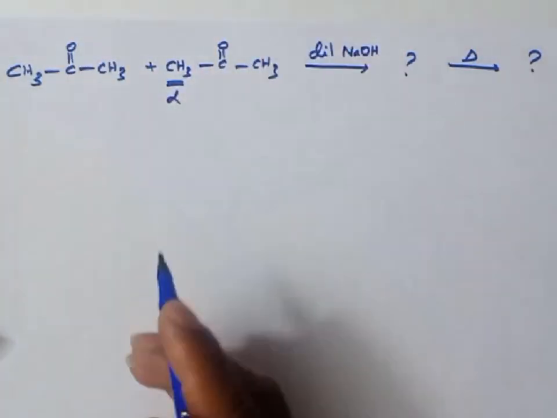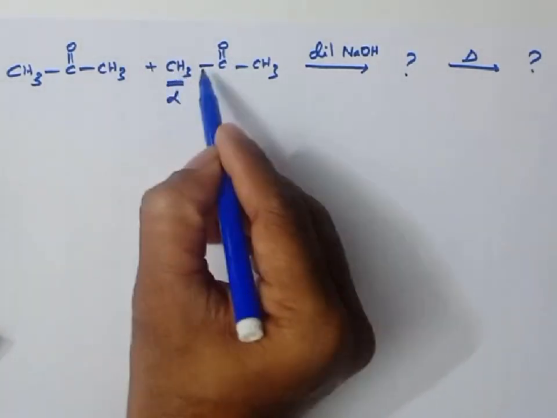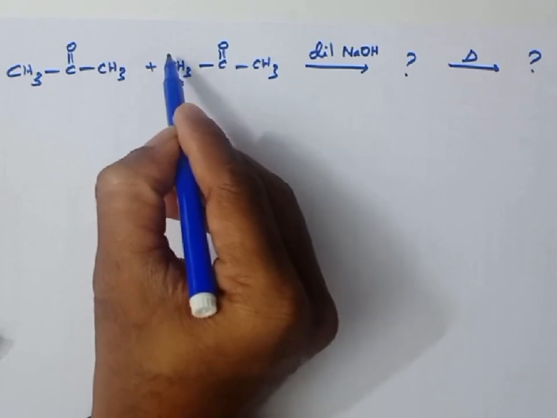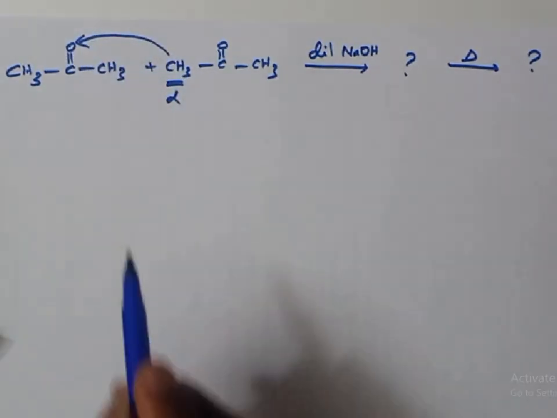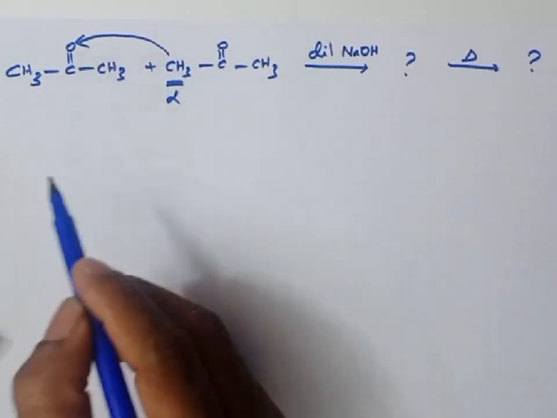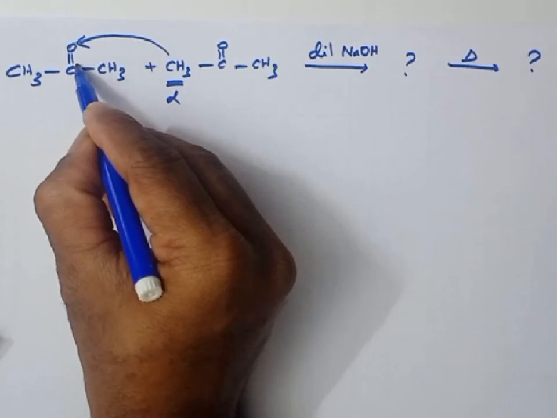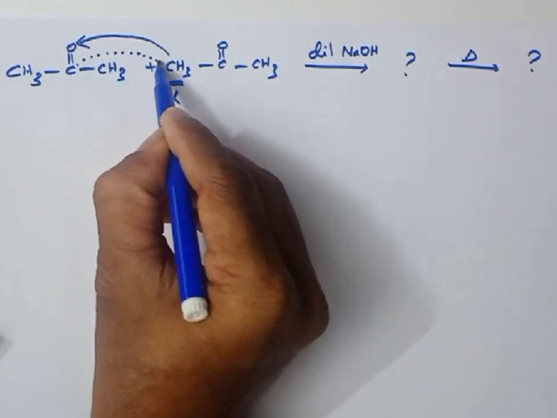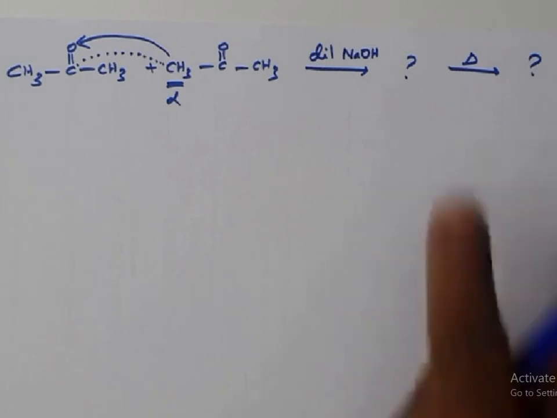How to identify the product? Very simple. I have told you, from one molecule, from the alpha carbon, you transfer one hydrogen to this oxygen, so that this double bond becomes a single bond, and connect this carbon to the alpha carbon of this one. That's all. That's the step you have to do. You will get this product.